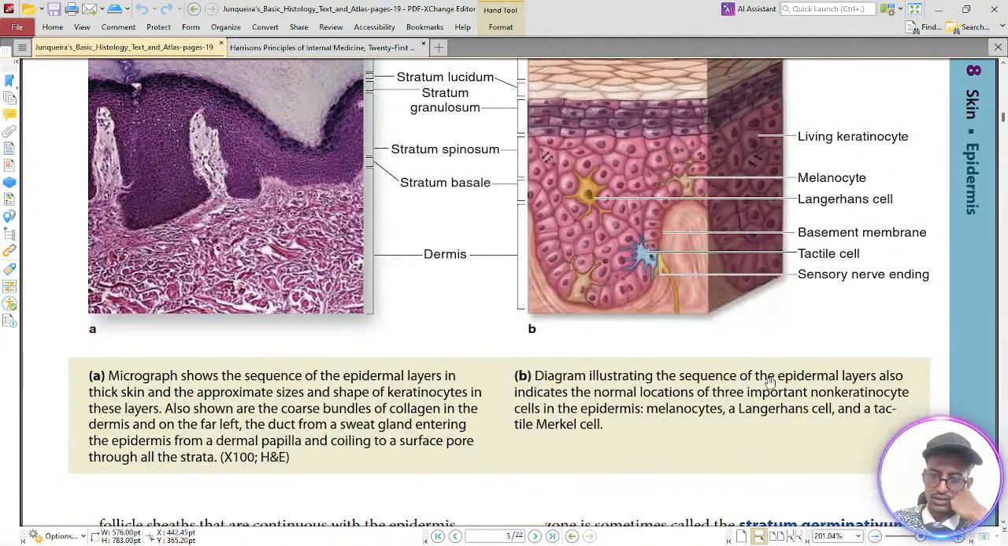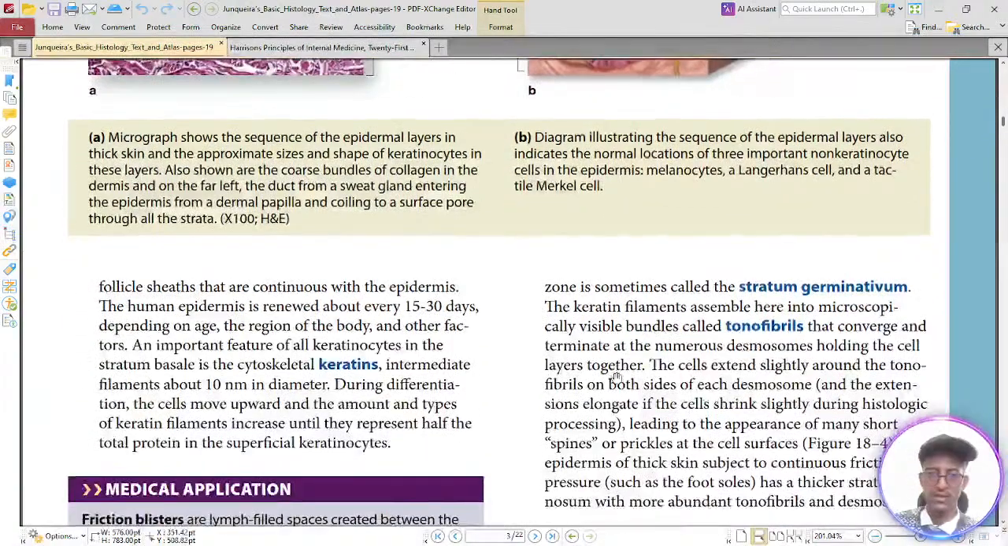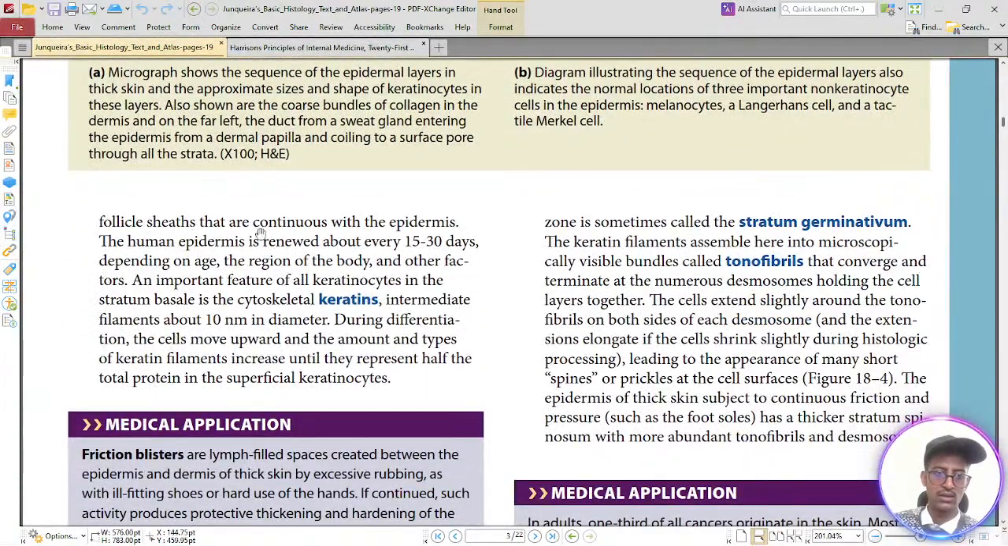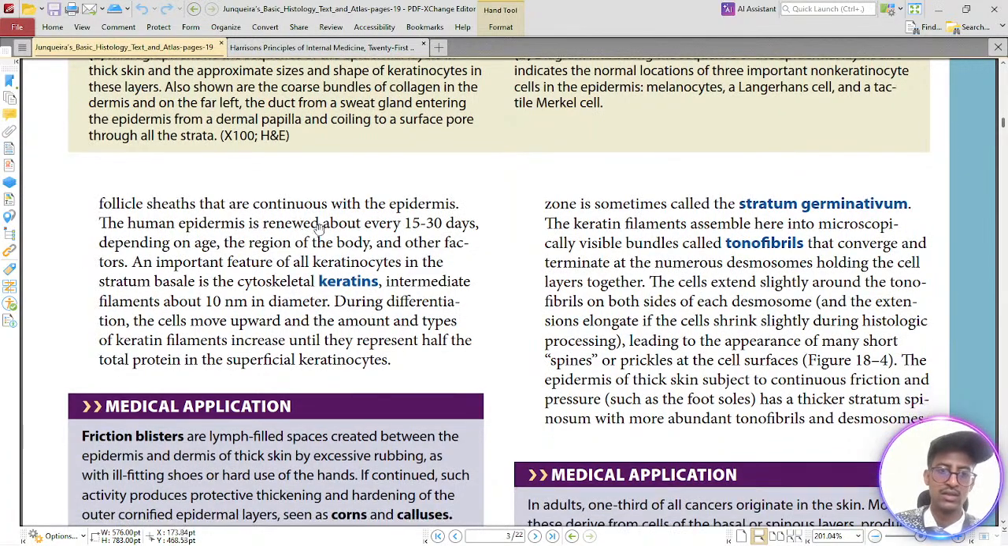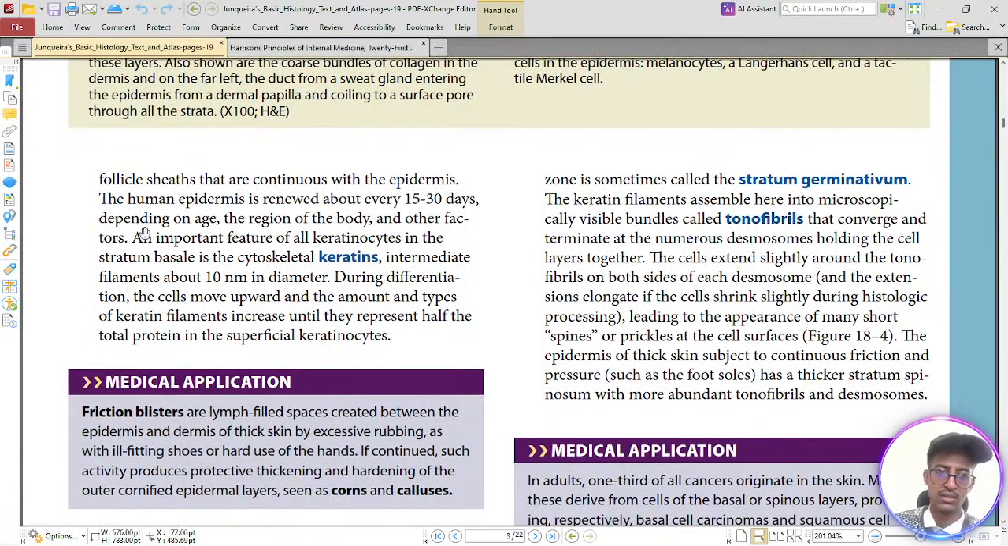So this is the sequence of epidermal layers, also indicating the normal location of 3 important non-keratinocyte cells in the epidermis: melanocyte, Langerhans cell, and the tactile Merkel cell. Okay, follicle sheaths are continuous with the epidermis. The human epidermis is renewed about every 15-30 days, depending on age, the region of the body, and other factors.